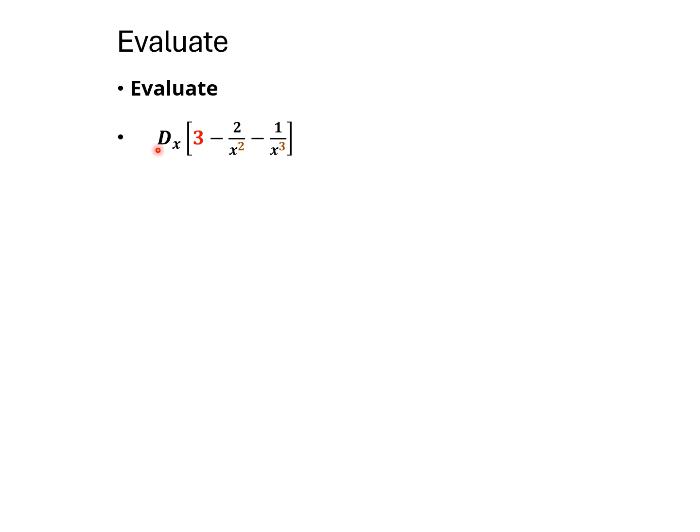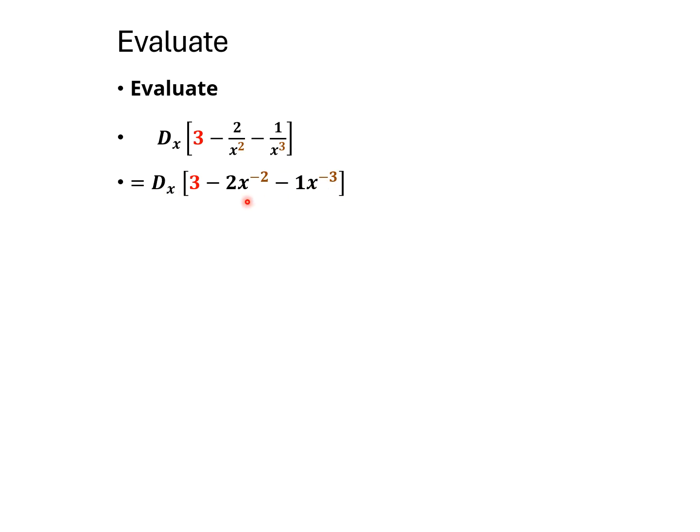Evaluate d by dx of the square brackets 3 minus 2 over x squared minus 1 over x cubed. So again, I can't find the first derivative while the variable is a denominator, so that must go up. So x squared at the bottom would become x negative 2 on top. x cubed at the bottom would become x negative 3 on top. So first we simplify: 3 minus 2x negative 2, minus 1x negative 3.